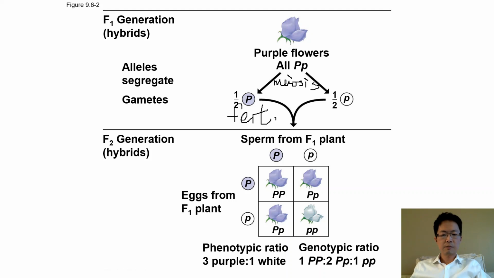And then, how do we determine the 3:1 phenotypic ratio? I hope you still remember this term, 3:1 phenotypic ratio. So let's say, traditionally we put the sperm on top, and then we put the eggs on the side.